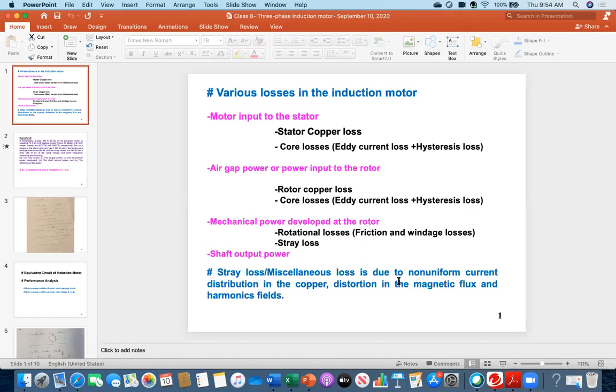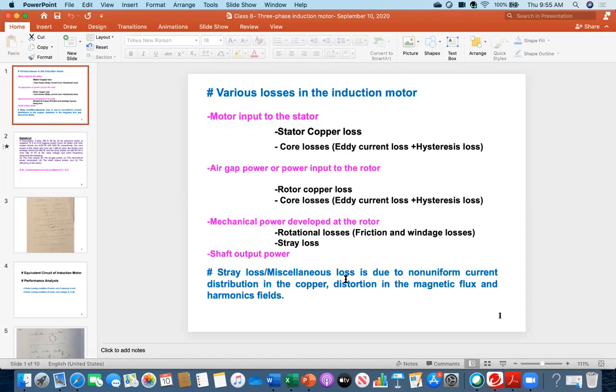What is the reason? It comes from non-uniform current distribution in the copper, distortion in the magnetic flux, or harmonic fields. You know that although at the beginning you provide a sinusoidal input, still in the process, in the stator circuit or rotor circuit, there can be some nonlinearity, some magnetic flux could be distorted, or there could be some harmonics.